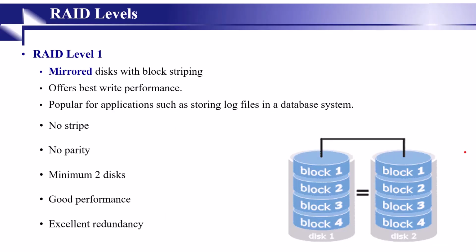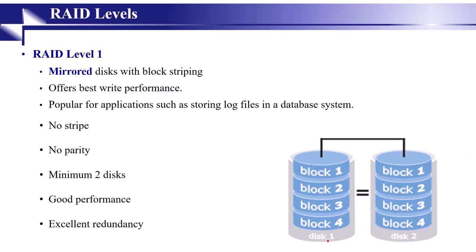Now, let's move to RAID level 1. This level focuses on reliability with mirror disks. Every piece of data gets duplicated across at least two disks. It still uses block striping for efficiency, and it's known for offering the best write performance among RAID levels. We will see it in places like database systems for storing log files, where uptime is key. There is no striping or parity here, just pure mirroring.